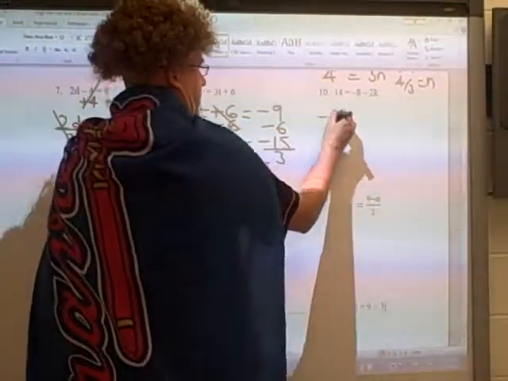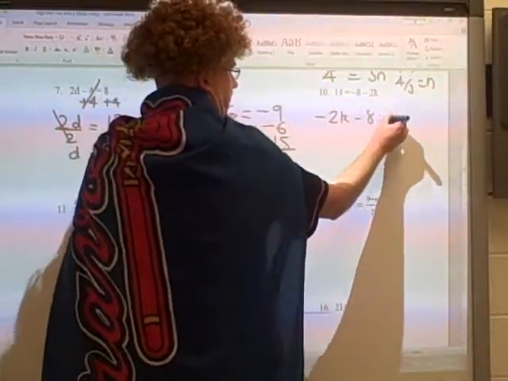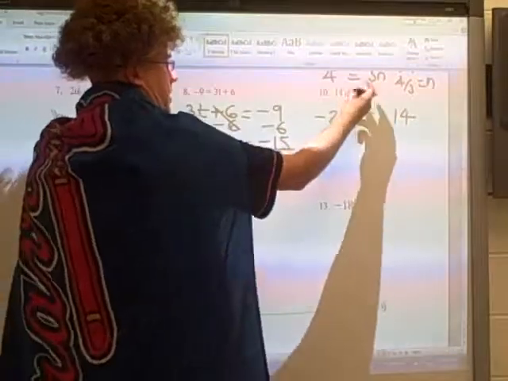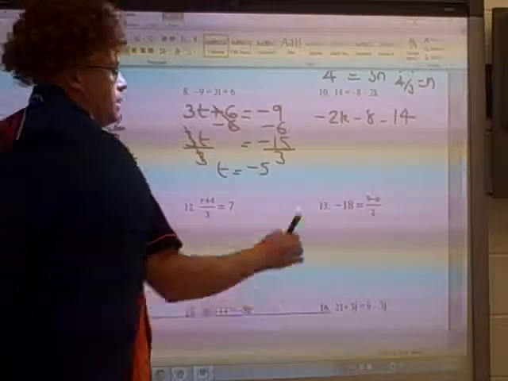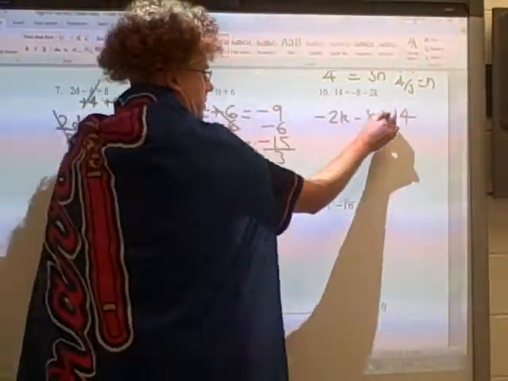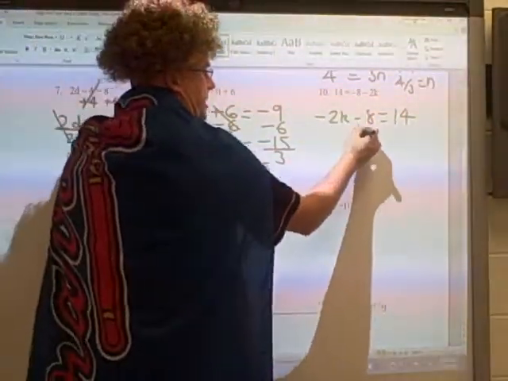I got my variables on the right, but I would really prefer them to be on the left. And also I switched the order of this around as well. I always prefer my k's first and then the numbers second. That's supposed to be equals that. Oops. There we go. So I'm going to add 8 to both sides.